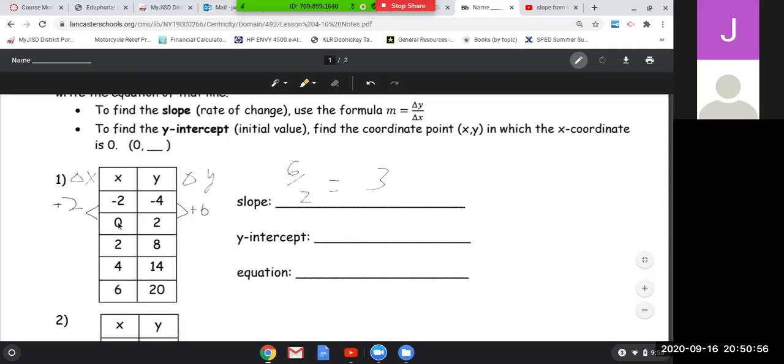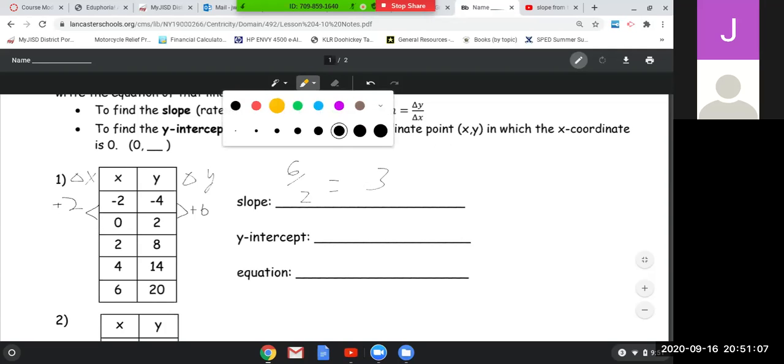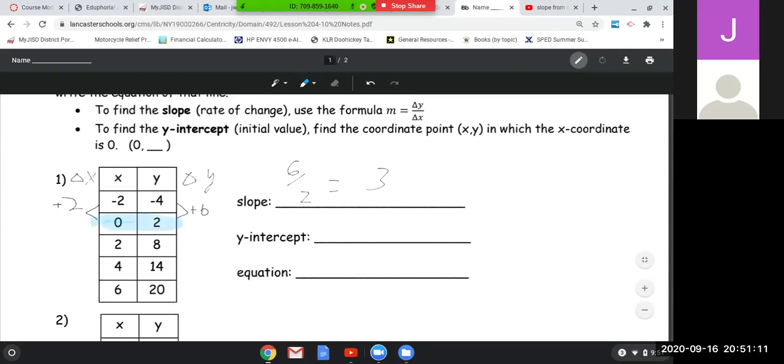Okay, my y-intercept, to find that, if my table has a value of x that's 0, in this case it does, it has it right here. This right here is my y-intercept. This shows me where the y-intercept is, where x is 0, y is 2, so my y-intercept is 2. So my y-intercept is the number 2.